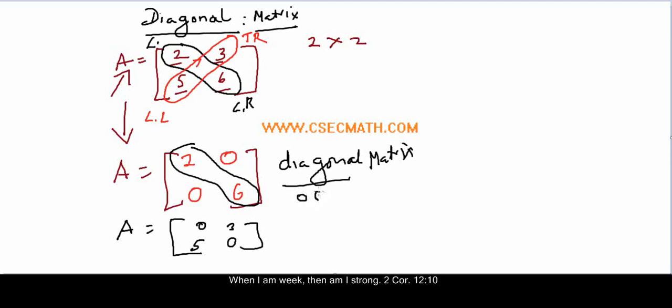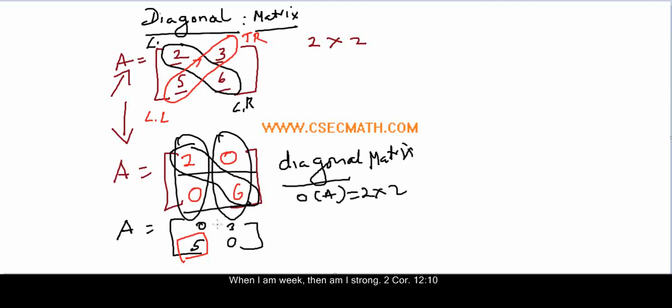In both the cases, the order of A is 2 by 2. It has 2 rows and 2 columns. But the only difference is we find the elements being featured along the diagonal. Diagonal matrices are always square matrices. That is to say, they have an equal number of rows and columns.